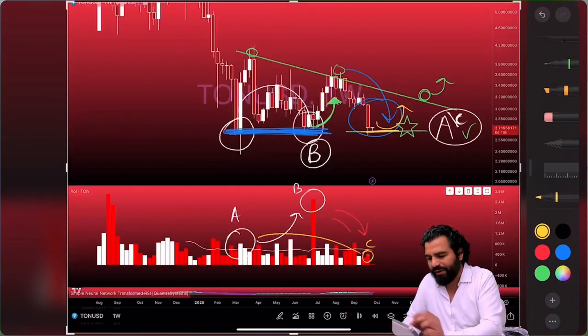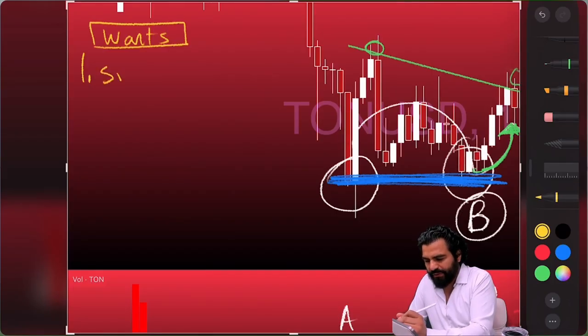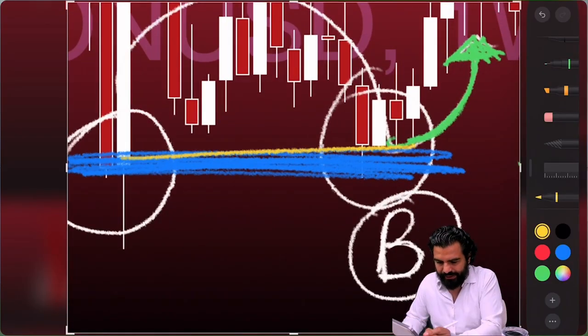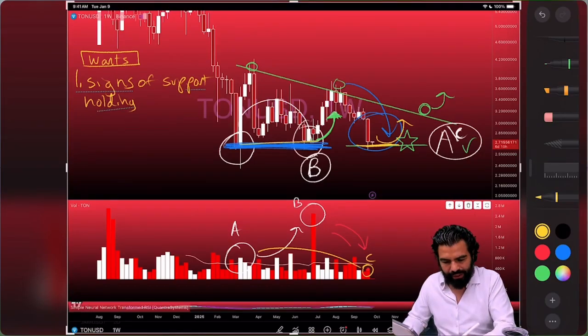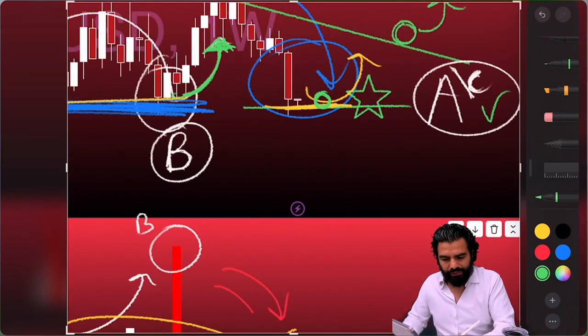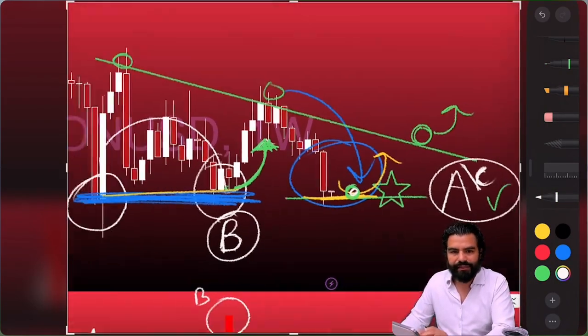So that'd be good. We'd want to have some signs that this support really is still going to hold. Okay, signs of support. So let's write that down. Wants. Signs of support holding. Okay, now we know where the support is. It's here. We just need signs that we hold. So we can put a health here if we wanted to. It is a type of health. What else do we need for a crypto like this, besides just support?